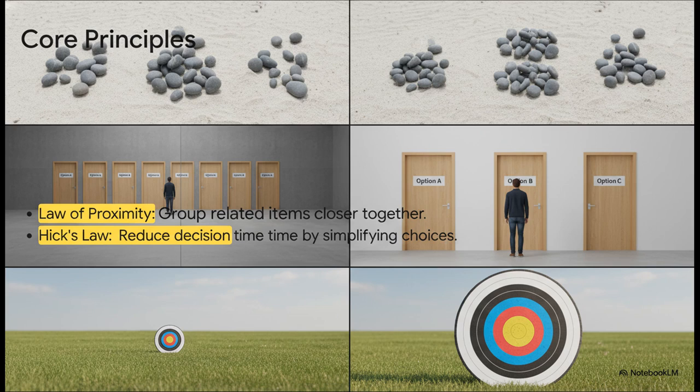You're using the law of proximity to create those logical groups we talked about. You're using something called Hick's law, which basically says the more choices you give someone, the longer it takes them to decide, to simplify everything. And you're using Fitts' law to make sure your most important buttons are big, obvious targets that are super easy to hit. This isn't just making things look pretty. It's designing with a real human-centered purpose.